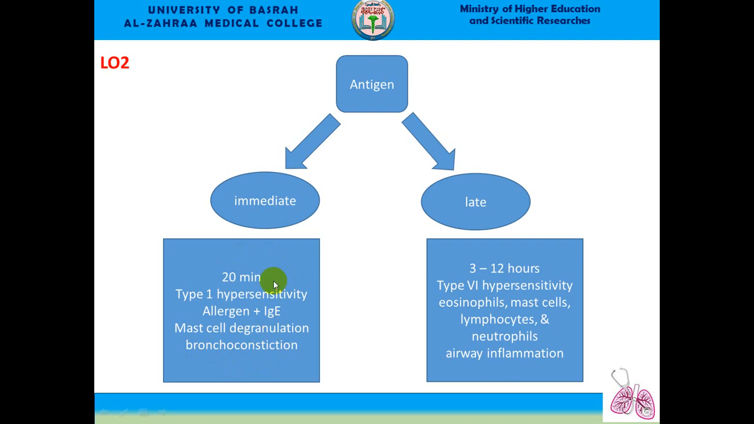This is the immediate response. While the late response occurs later on, after 3 to 12 hours from exposure to the antigen, and it is a type 4 hypersensitivity reaction, which results from the reaction of all the following cells: eosinophils, mast cells, lymphocytes, and neutrophils. All of these will accumulate together and release substances or chemicals. That's why we call it a cellular reaction. These chemicals produced from all of these cells will result in airway inflammation, which will last longer.